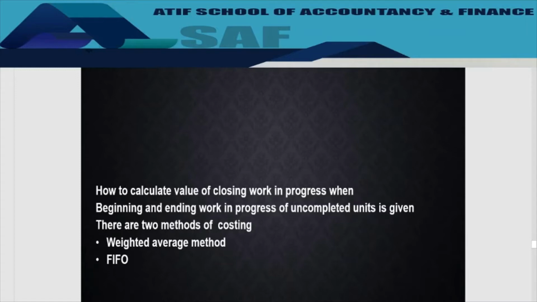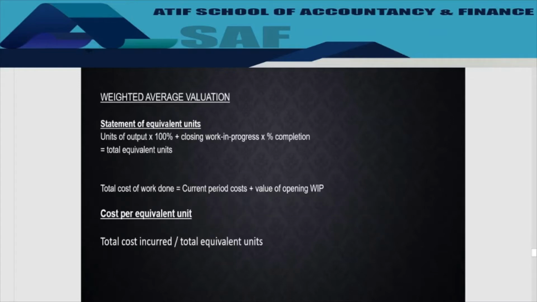When beginning and ending work in progress of uncompleted units is given, there are two methods of costing: weightage average method and FIFO method. In weightage average method, cost per unit can be calculated by dividing total cost incurred by equivalent unit. But the total cost incurred means current period cost plus cost incurred on opening work in process inventory in the previous period. Statement of equivalent unit can be calculated simply: units of output multiplied by 100% plus closing work in progress into their stage of completion.